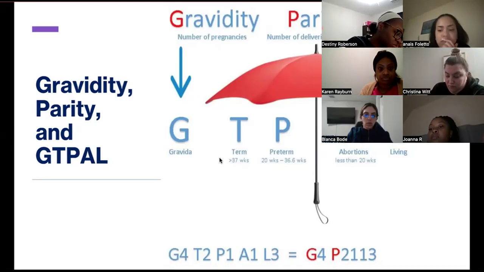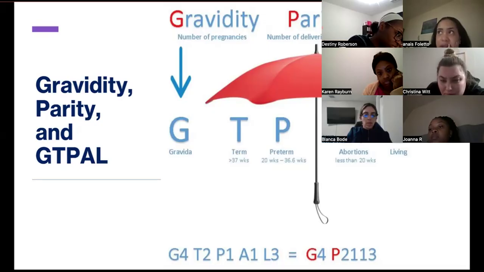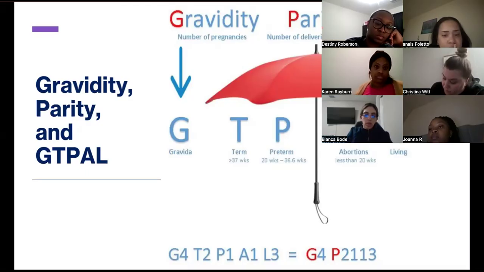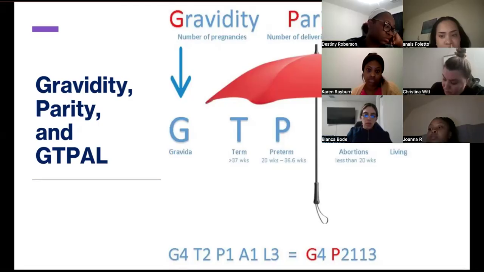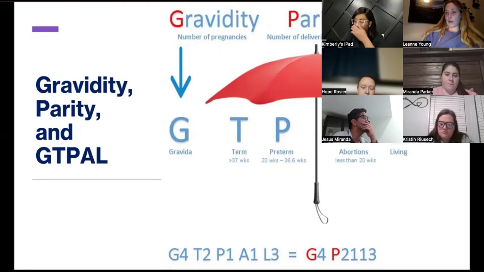T is your term delivery, which is a delivery that's over 37 weeks. Preterm is your P, which is a delivery of an infant between 20 weeks and 36 weeks and 6 days of gestation. A would be your abortion, and that is a delivery less than 20 weeks. So, like I said, ectopic pregnancy, spontaneous abortion, elective abortion. And then your L is your living. When we're going through these problems, it's really important to know what each one of these stands for because that's going to help us whenever we're practicing.